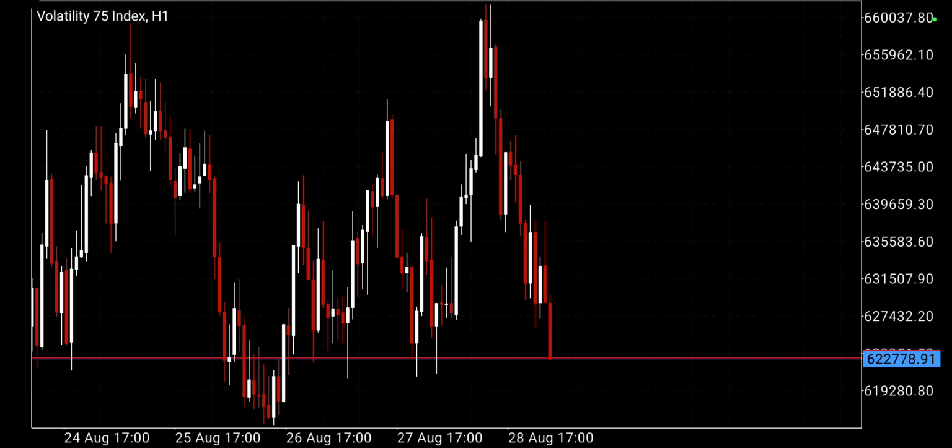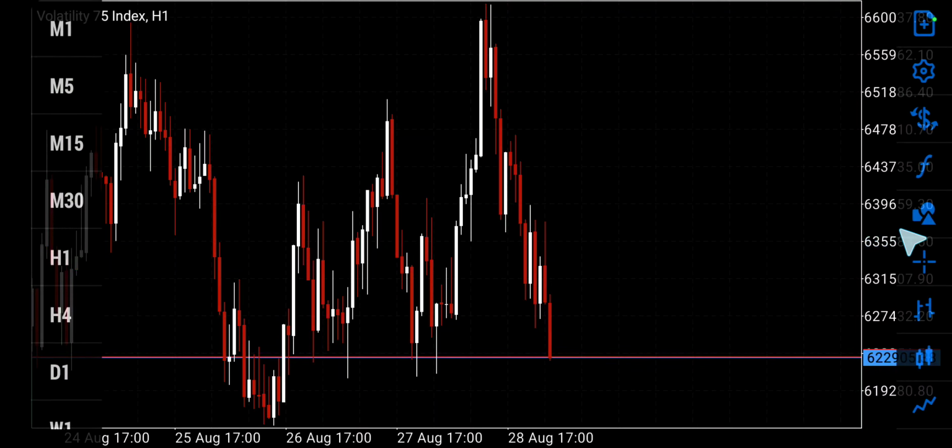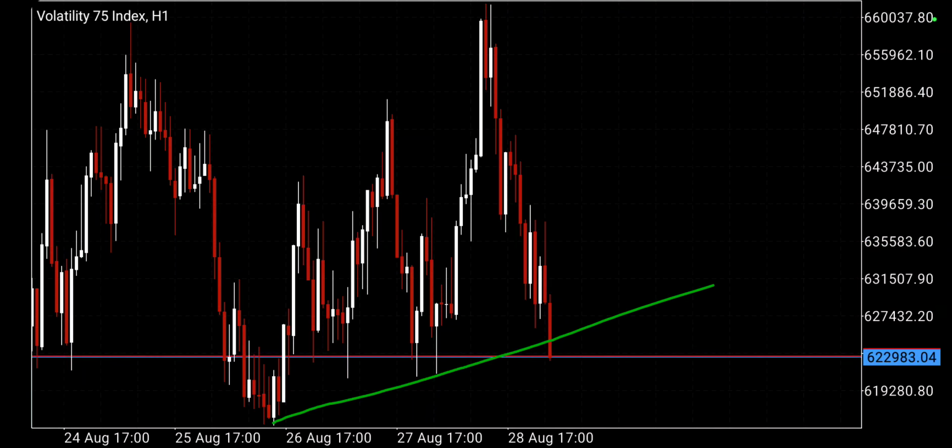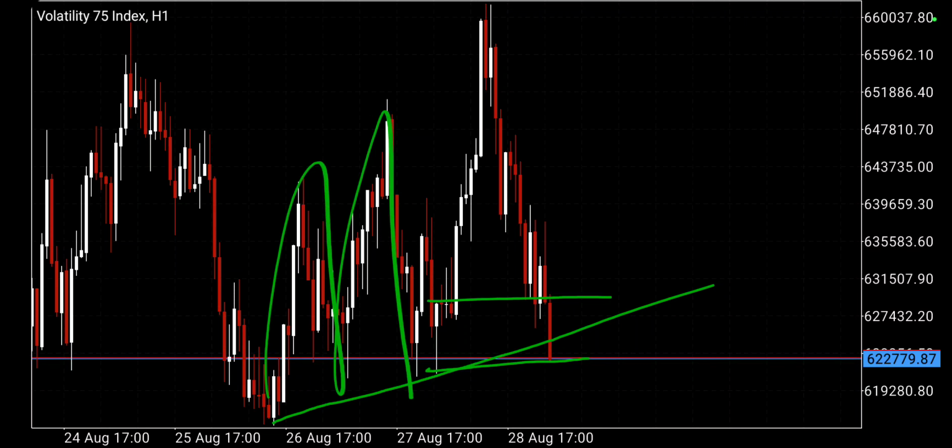So on H1 we are having more or less the same structure. You can have this as your trend line and this as your zone, right? And you can see that things are not looking good, guys. This thing has been hit many times. We are not saying it should be broken because it has been hit many times.